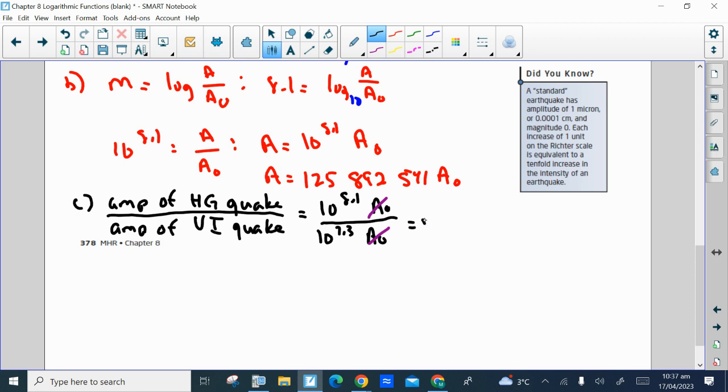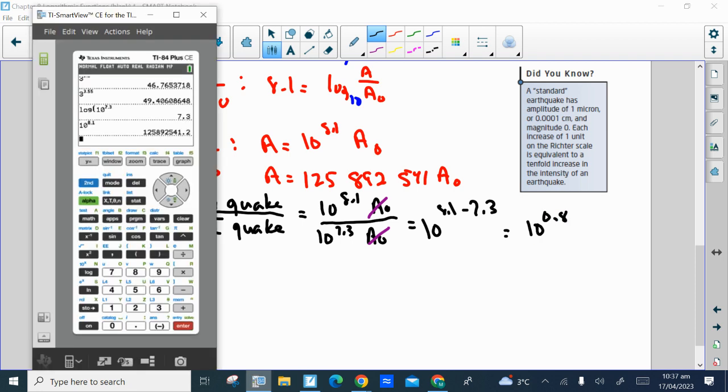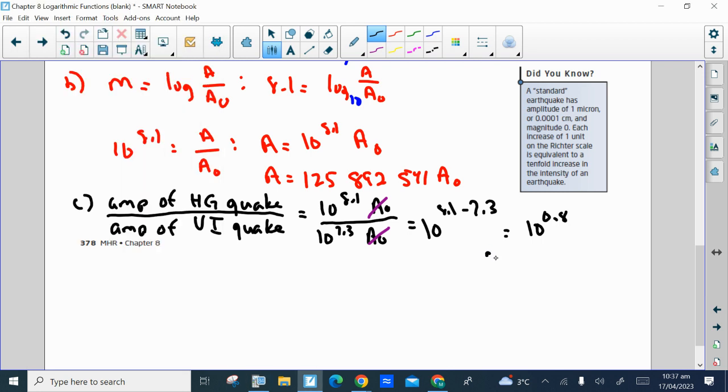So you're dividing powers with the same base. Remember, the laws of exponents say that you subtract the exponents and keep the base the same. So it'll be 10 to the power 8.1 minus 7.3, which will be 10 to the power 0.8, and 10 to the power 0.8 is approximately 6.3 times as intense.